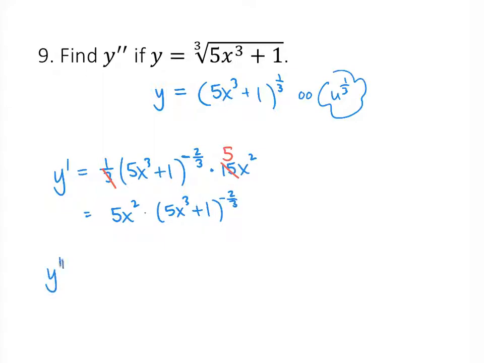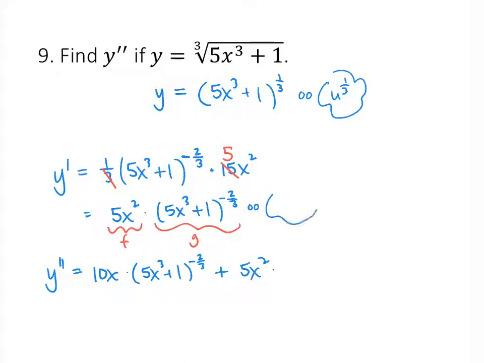And now let's look for y double prime. What we should recognize here is that this y prime is a product. If I call this first function f and this whole big second function g, then this is going to be a product rule problem. So it's f prime, which is just going to be 10x, multiplied by g, which is just copying and pasting here, (5x cubed plus 1) to the negative 2/3, plus f, which is 5x squared, multiplied by g prime. Now g here, I'm going to think of as u to the negative 2/3.